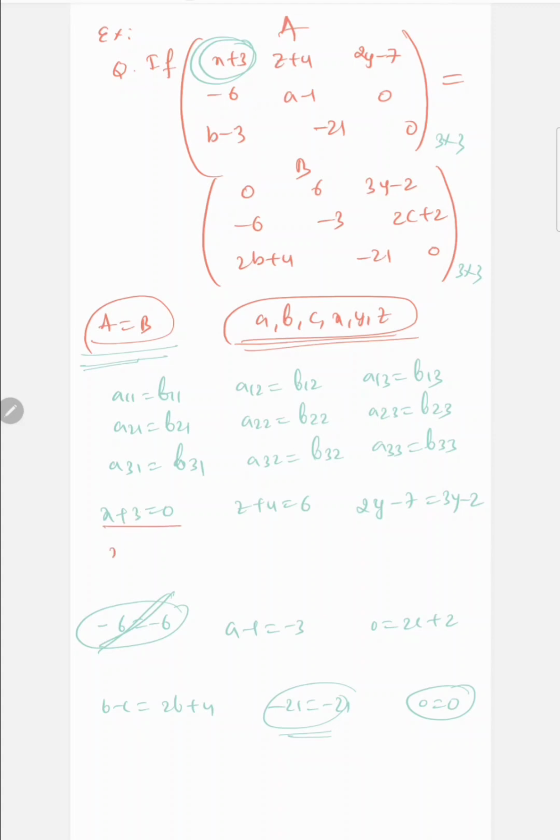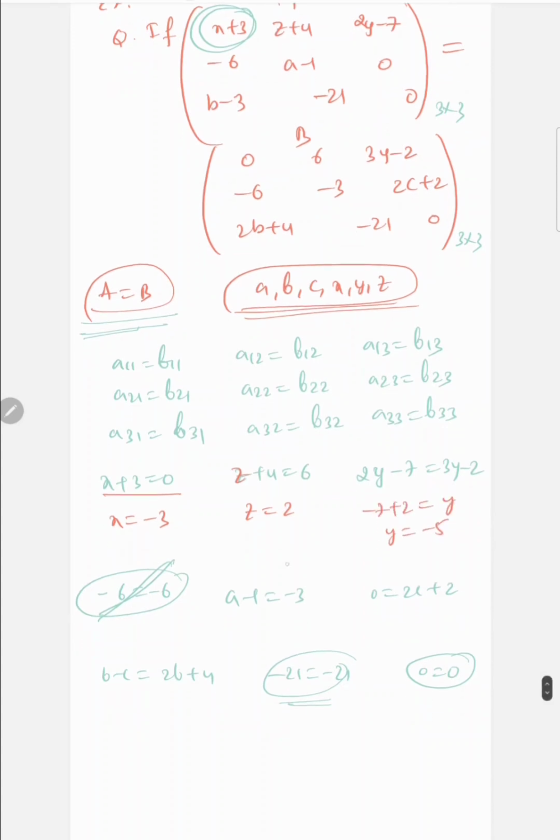So x plus 3 is equal to 0 implies x is equal to minus 3, z plus 4 equal to 6 implies z is equal to 2, and 2y minus 7 is equal to 3y minus 2 implies minus 7 plus 2 is equal to y. So y is equal to minus 5, and a minus 1 is equal to minus 3 implies a is equal to minus 2. 2c plus 2 is equal to 0 implies 2c is equal to minus 2, c is equal to minus 1, and b minus 3 is equal to 2b plus 4.